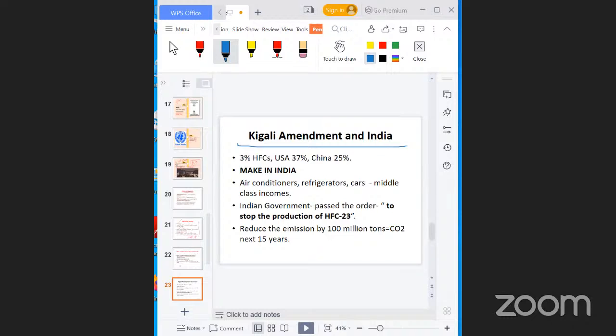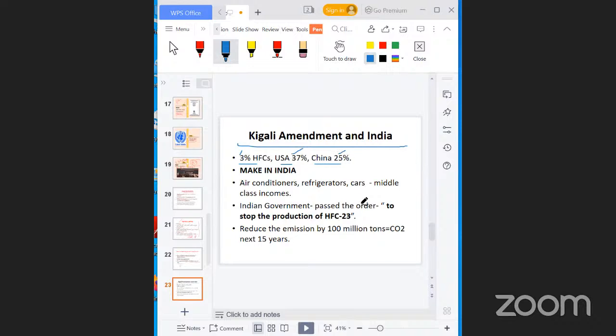So India played a very flexible and cooperative role in the whole negotiation process. It has agreed on a lenient schedule as it consumes only 3% of hydrofluorocarbons as compared to other nations like USA 37% and China 25%. You see the difference, right?